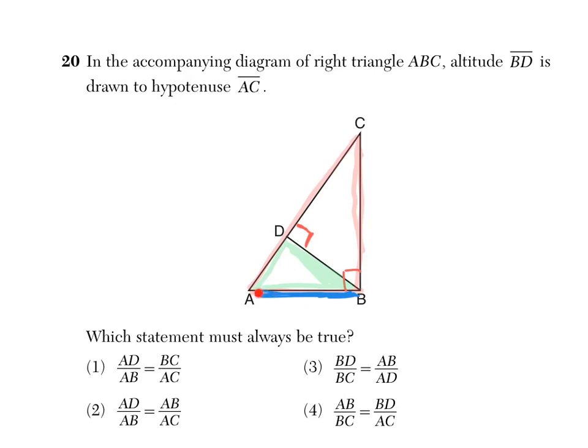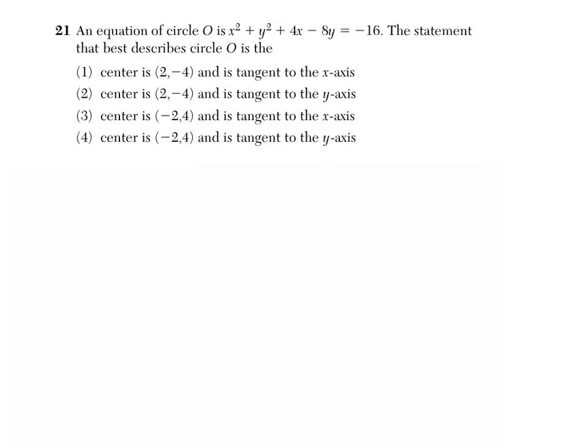And what do I know? I know that if we look at option number 2, it says AD, the short leg, over AB, the hypotenuse, equals AB, which is the short leg of the big one, over the hypotenuse. So that, ladies and gentlemen, is the correct answer for number 20, option number 2. Let's take a look at question number 1.